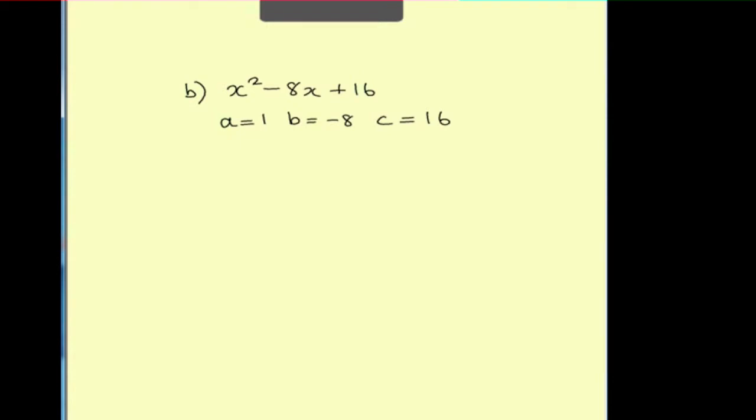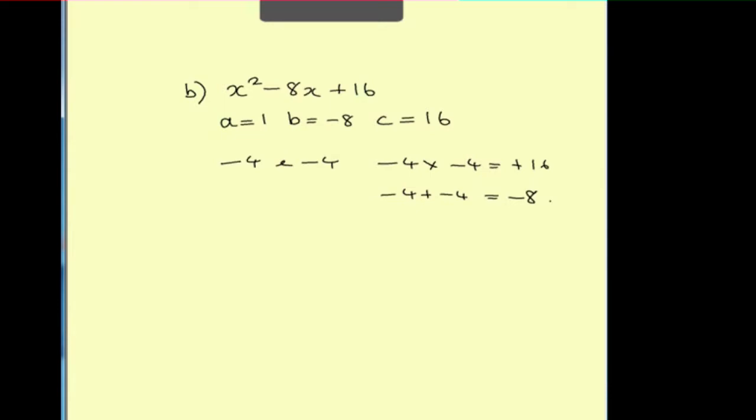So the two numbers that we're going to need are -4 and -4. Now be careful here, because remember that two negatives will multiply together to get a positive. So -4 times -4 is equal to +16, and -4 plus -4 is equal to -8. So be very careful with these types of questions. If you're struggling a little bit with your negative numbers, then I recommend you revise that.